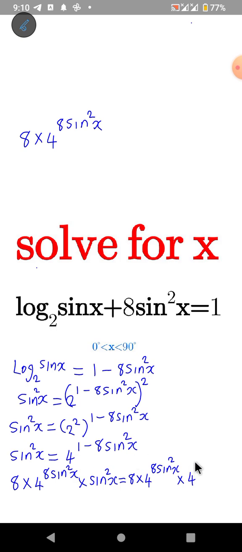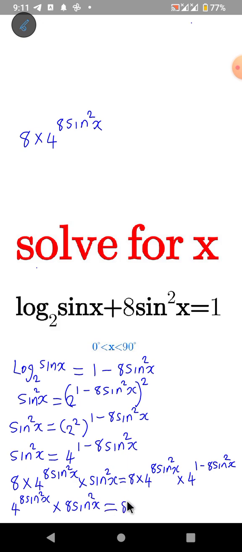The next thing, I'm going to use this 8 to multiply this sine square x. So we now have 4 raised to the power of 8 sine square x multiplied by 8 sine square x, all equal to this 8 first.